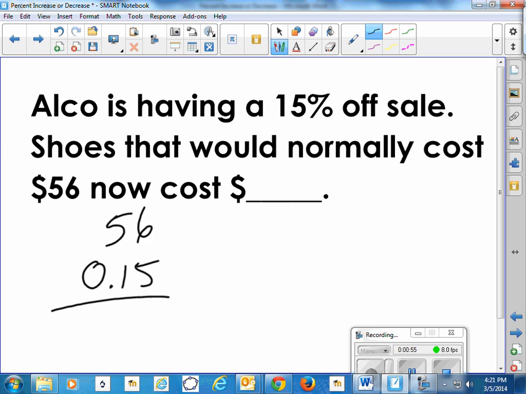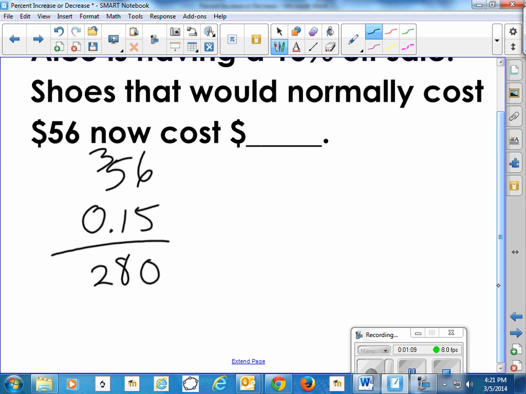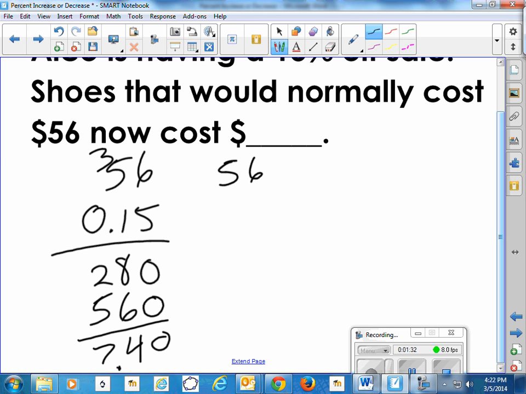And that will give me, well, 5 times 6 is 30. 5 times 5 is 25, plus 3 is 28. And then put a 0, move over, 1 times 6, 1 times 5, add those up. 2 decimal places in the multiplication, so it would be $7.40 decrease, so that I could say, well, let's take my $56 and let's subtract the $7.40.